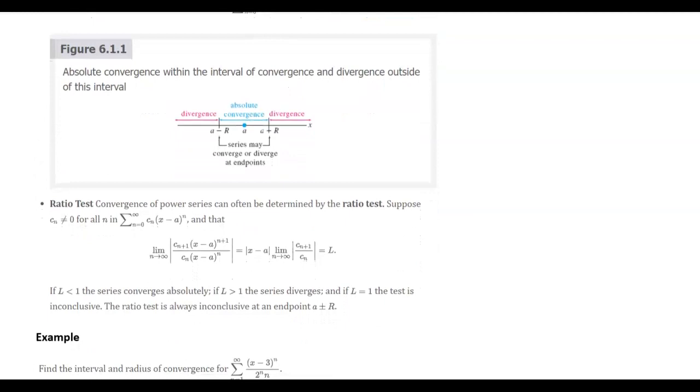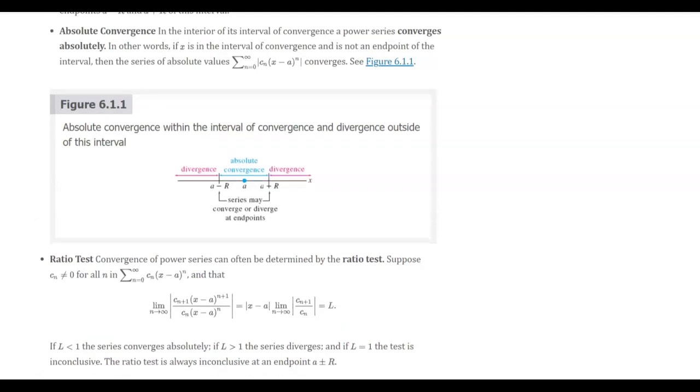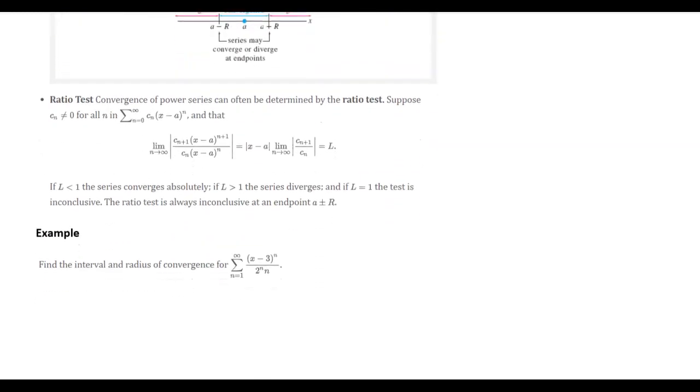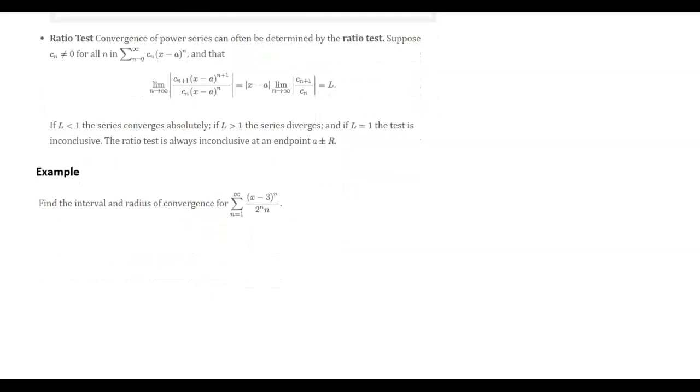Anything that it converges for in the interval, we say it converges for absolutely. Anything outside of that, we say it diverges. And if it is all real numbers, then we say it converges absolutely for all real numbers, okay? And then we use the ratio test in order to find all of this information. So this is where we are going to spend the most of our time.